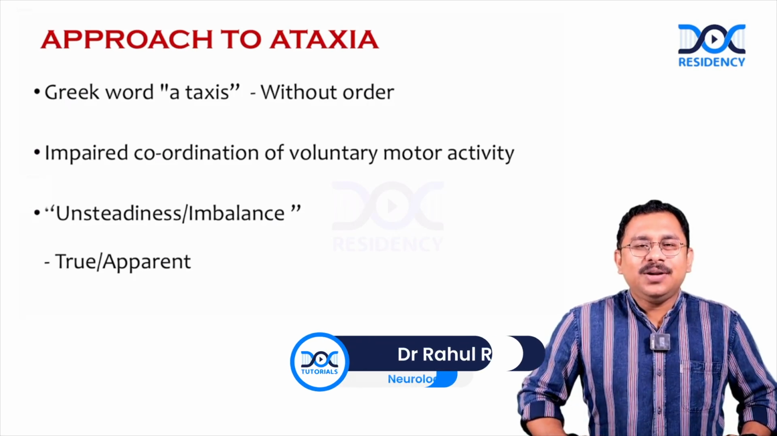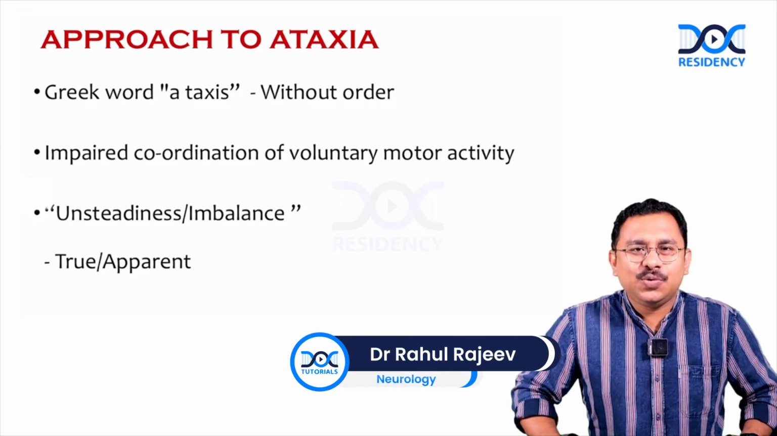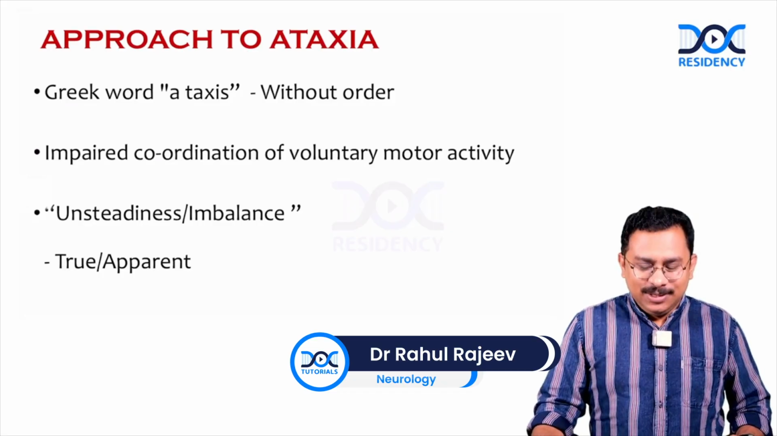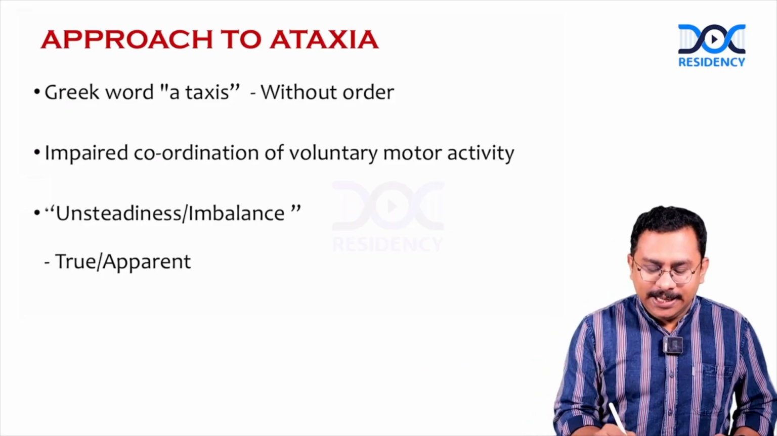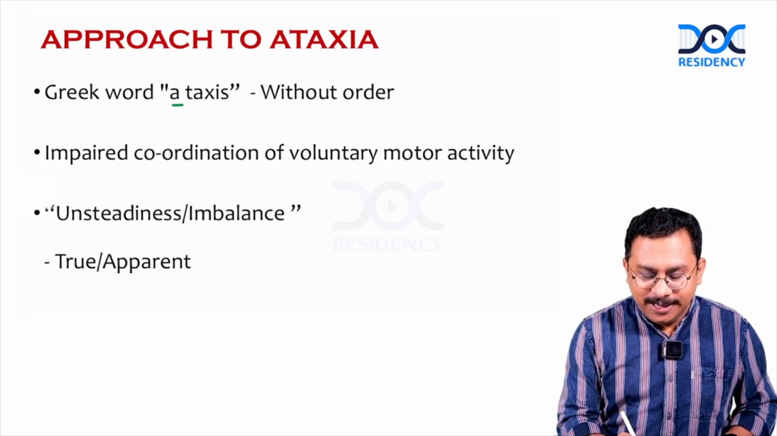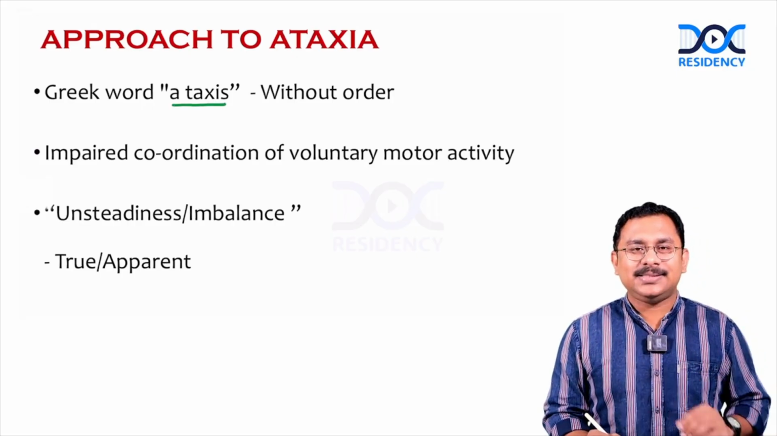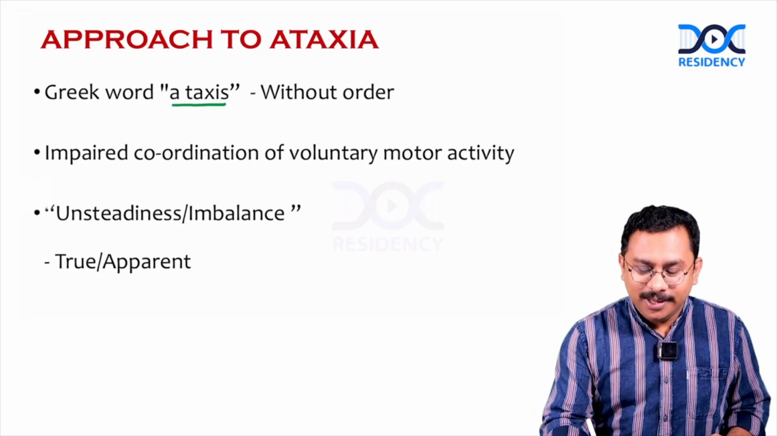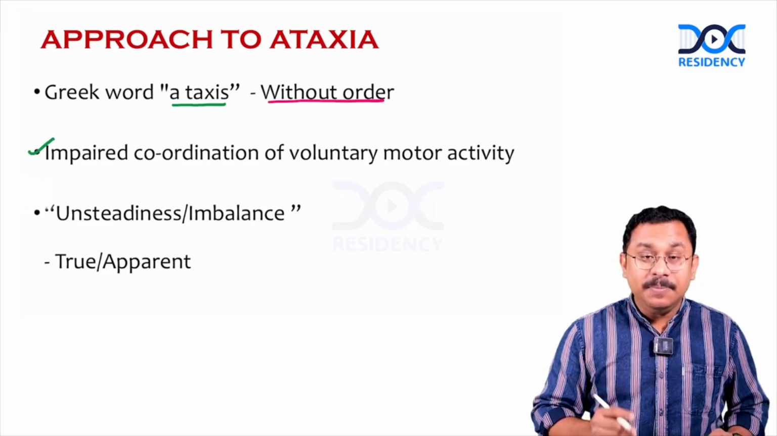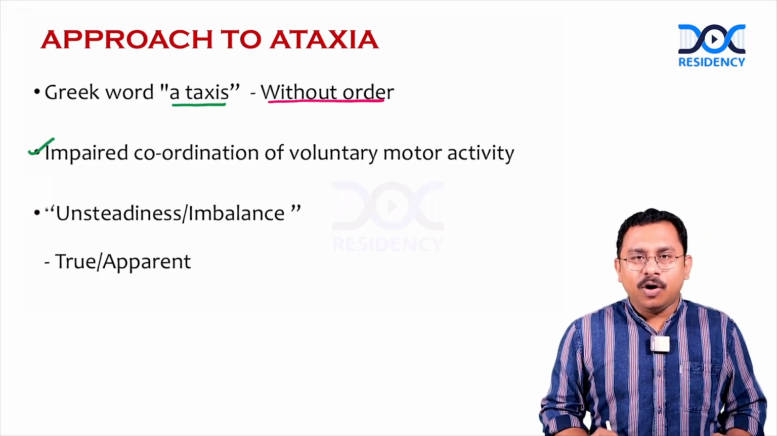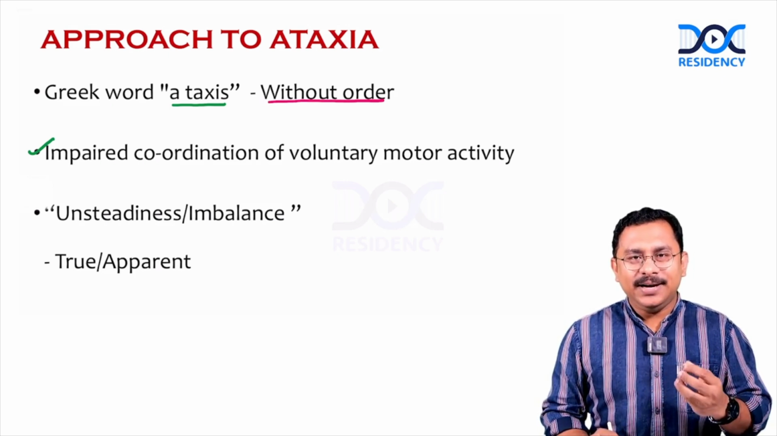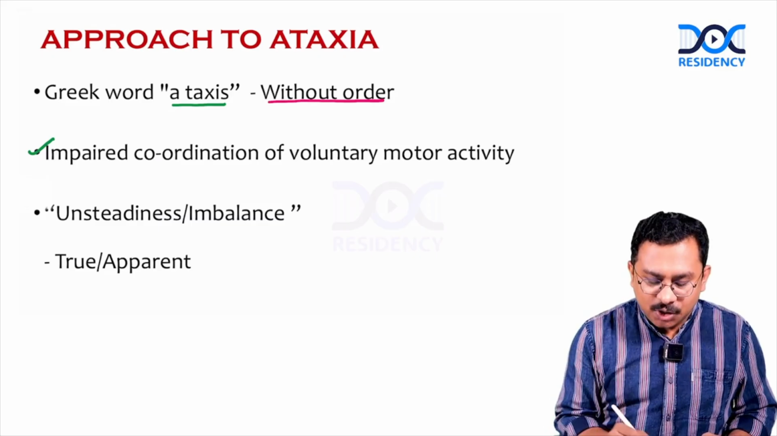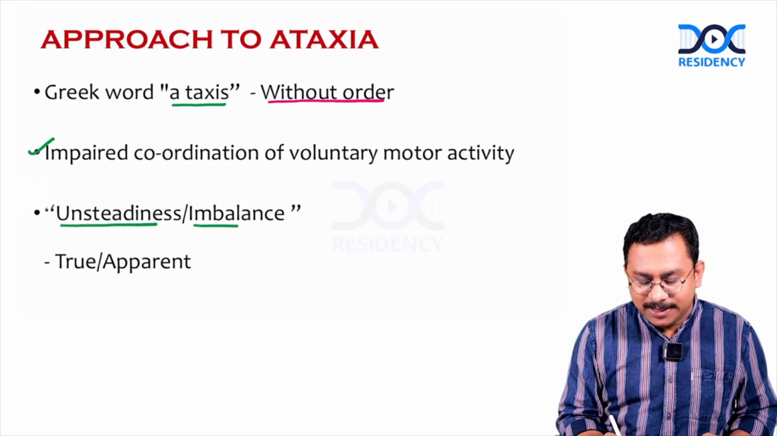All right, in this module, we'll have a simplified approach to a patient with ataxia. So ataxia, the term is derived from a Greek word, ataxis. This term means without any order. Ataxia is essentially an impaired coordination of voluntary motor activity, and the symptom of ataxia is often described by the patient as a sort of unsteadiness or imbalance.